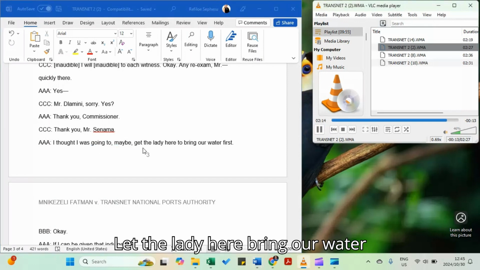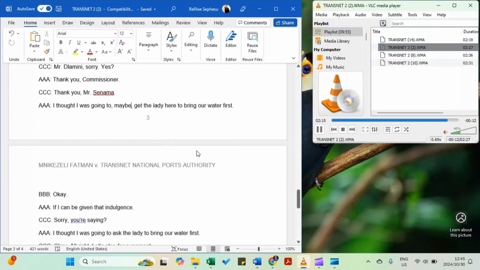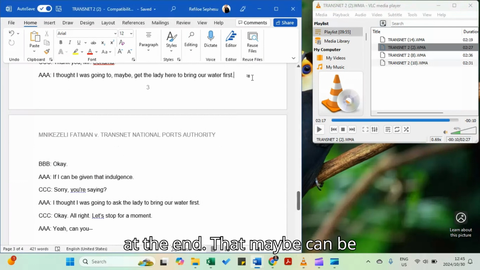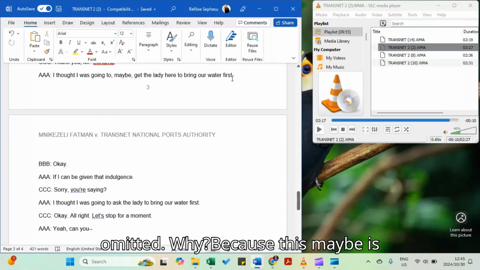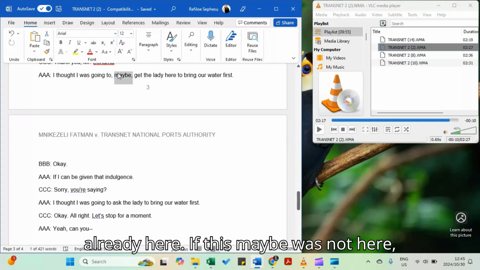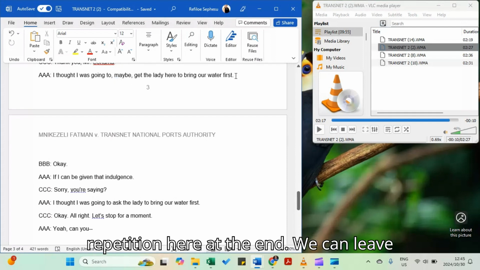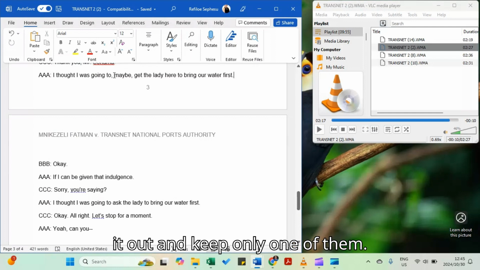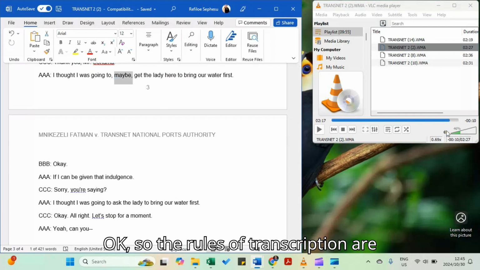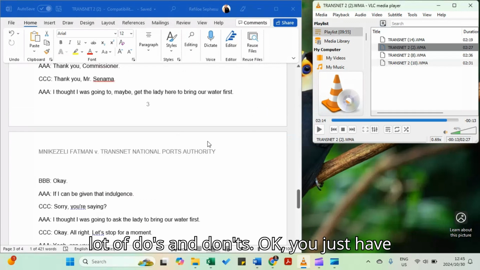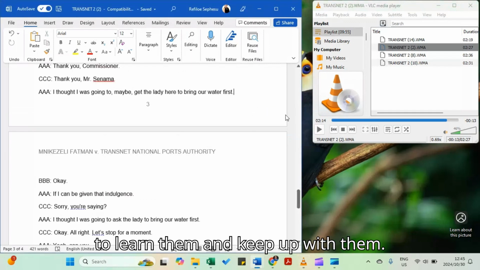Get the lady here to bring our water first, maybe. Okay, he says a second maybe at the end. That maybe can be omitted. Why? Because this maybe is already here. That one is an unnecessary repetition here at the end. We can leave it out and keep only one of them. Okay, so the rules of transcription are quite intricate. Okay, there are a lot of do's and don'ts. Okay, you just have to learn them and keep up with them.